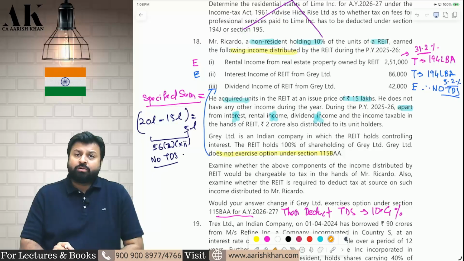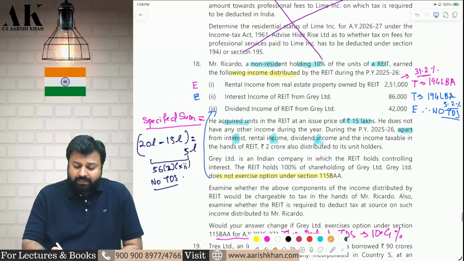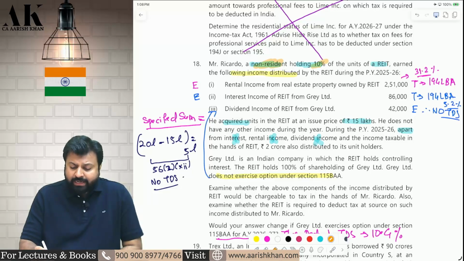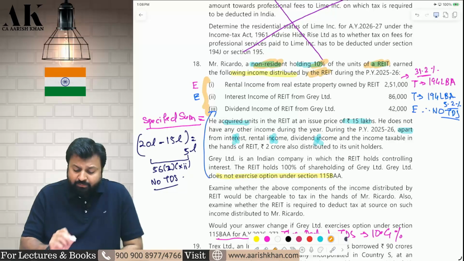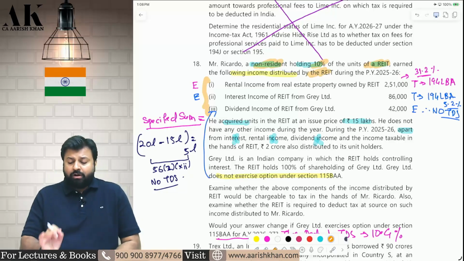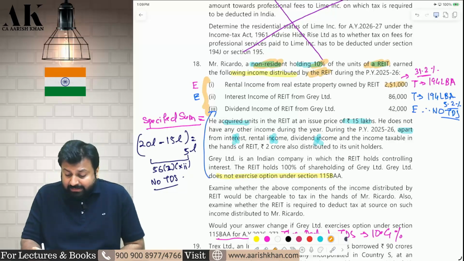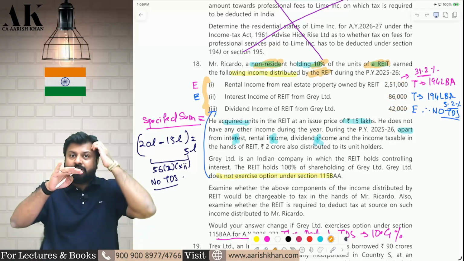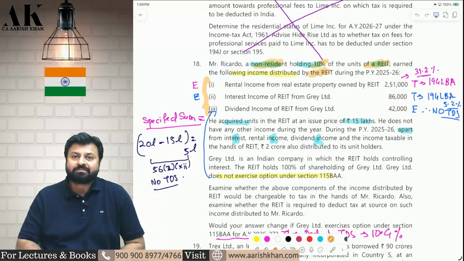Now the next question is a very good question on business trust. Mr. Ricardo, who is a non-resident, is holding 10% units of the business trust, and the business trust has distributed the following income to Mr. Ricardo. Always remember, in this question, this is not the income of the trust. This is the income of Mr. Ricardo directly. They have directly given us the 10% income of Mr. Ricardo. So don't do 10% of this again. Your answers will go wrong.